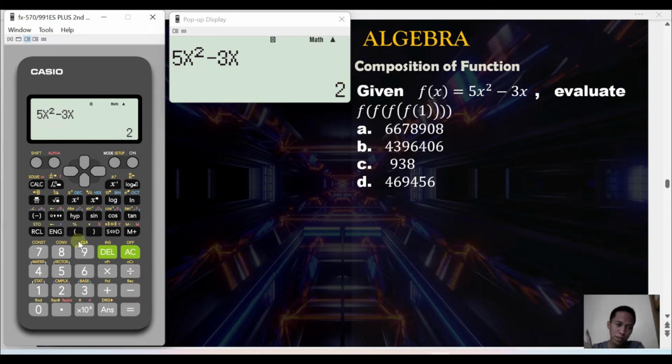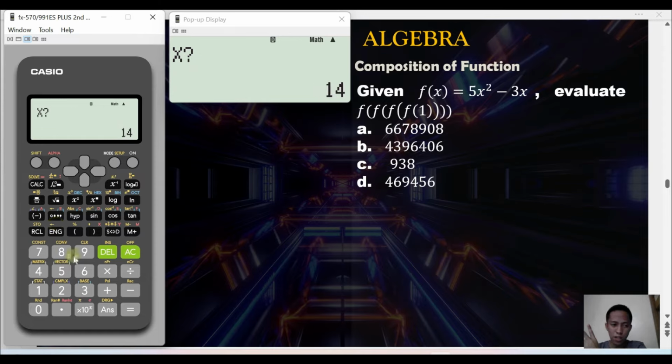So, 1. So, calc. What's the value for yung kanina na nakuha natin? So, that is 2. And, that is the second time na nag-evaluate tayo. So, calc ulit. Ano yung value kanina? That is 14. The third time. So, for the fourth time, yung value ng x is 938.